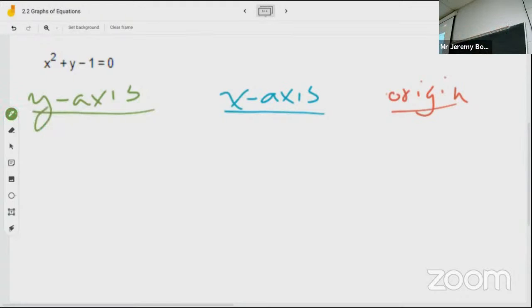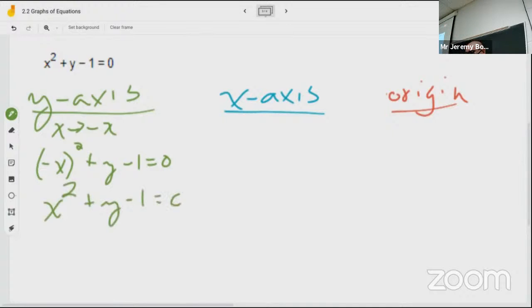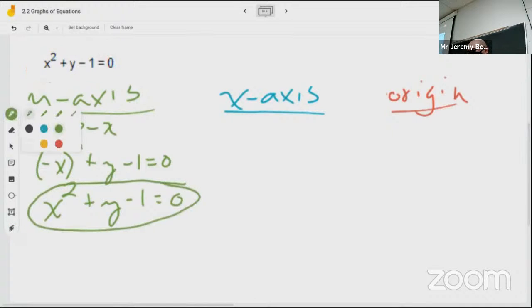All right, so the y-axis, we're going to replace what? X with negative x. And so we're going to have negative x squared plus y minus 1 is equal to 0. That negative x squared, that's just going to evaluate to be x squared plus y minus 1 is equal to 0. This is equivalent to our original equation. So we're going to say, yes, it's symmetric to the y-axis. Any questions on that?